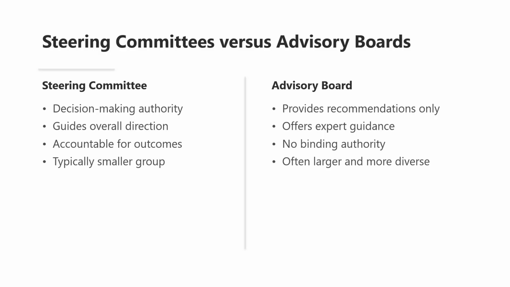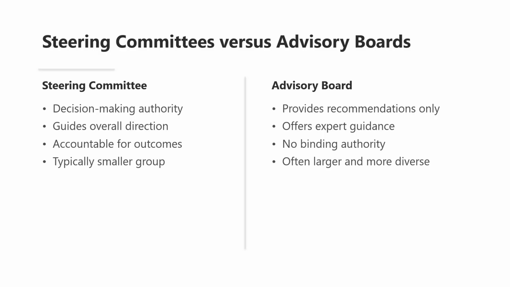Steering committees tend to be smaller, typically consisting of 5 to 10 key stakeholders who are deeply invested in the program. For example, a steering committee for a workplace wellness program might include the human resources director, the medical director, a finance representative, and a union representative. These are the people who can approve budgets, allocate staff time, and authorize program changes.